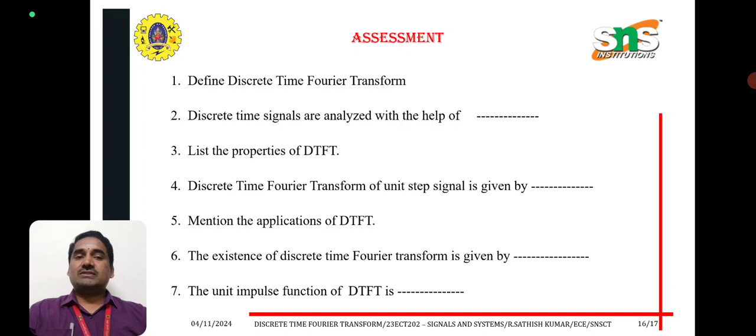Mention the applications of DTFT. Discrete time Fourier transform is most commonly used for analysis applications. It is used for analysis of both periodic signals and aperiodic signals. The existence of discrete time Fourier transform is given by summation n is equal to minus infinite to plus infinite of the magnitude of x of n being less than infinite. The DTFT of the unit impulse function is nothing but X of omega is equal to 1.